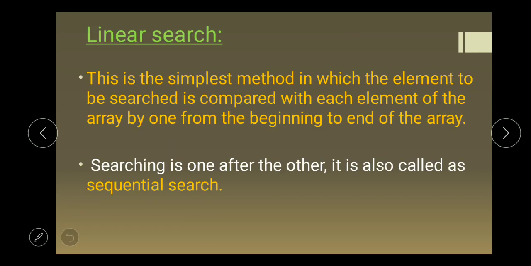Linear search. This is the simplest method, in which the element to be searched is compared with each element of the array one by one from the beginning to the end of the array. That means we compare each element of the array from the beginning to the last element. This is the linear search. Searching is one after the other, that's why it is also called sequential search.